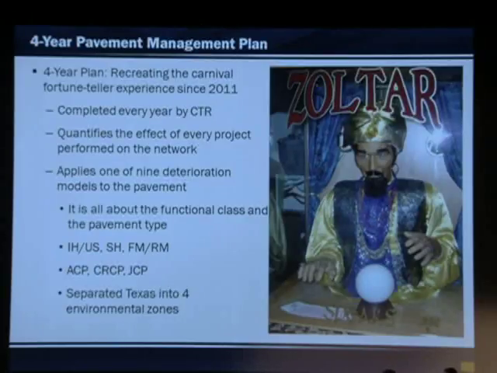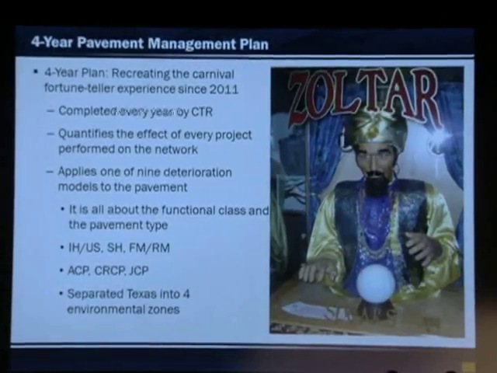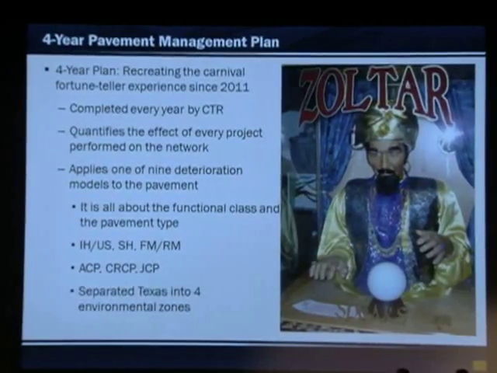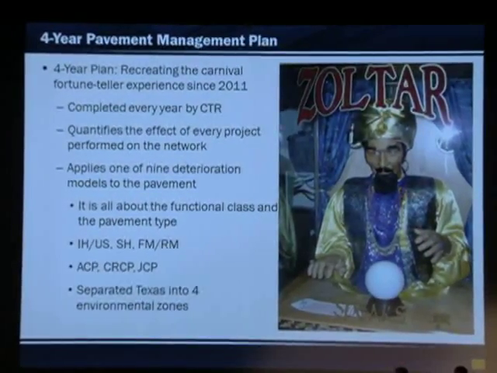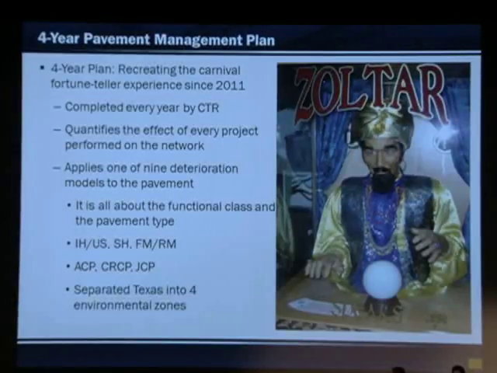The difference being that the 4-year plan has some basis in scientific and engineering facts. It is something that is completed every year by CTR, and it attempts to quantify the effect of every project performed on our network. It breaks each section of roadway into one of 9 deterioration models based off the functional class of the roadway, based off the pavement type, and it also takes into account 4 separate climatic zones, whether you're a wet or dry region and whether you're in a freezing or non-freezing area of Texas.